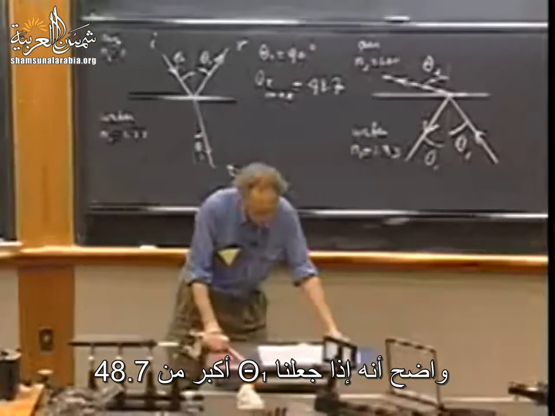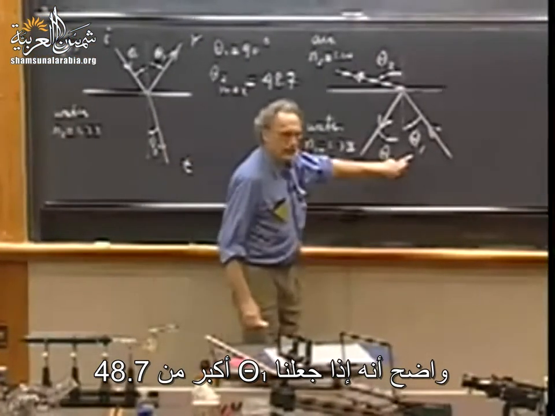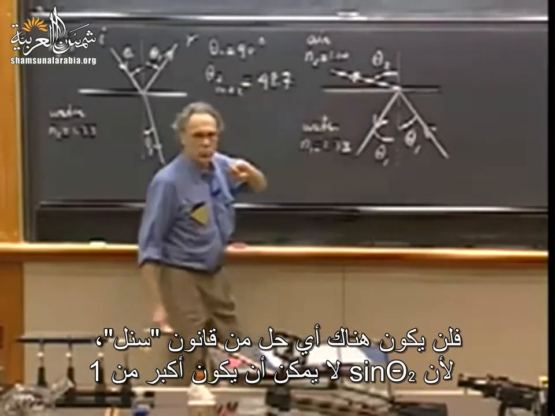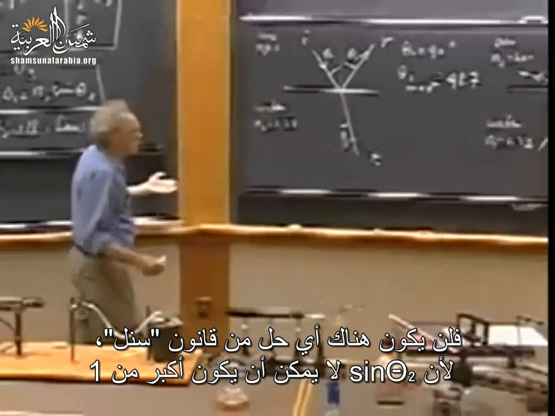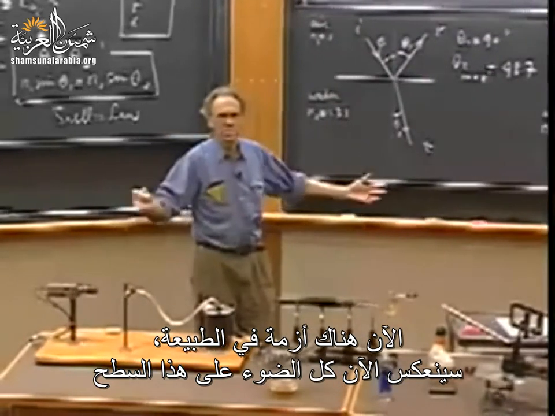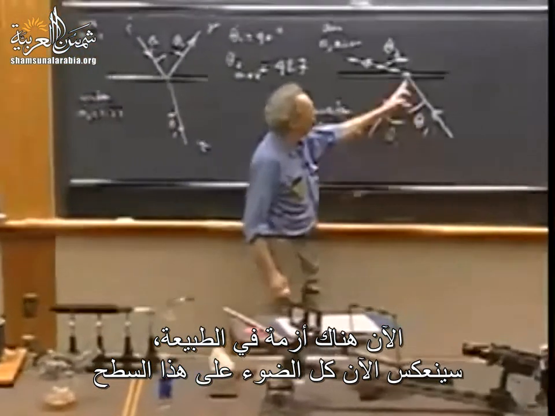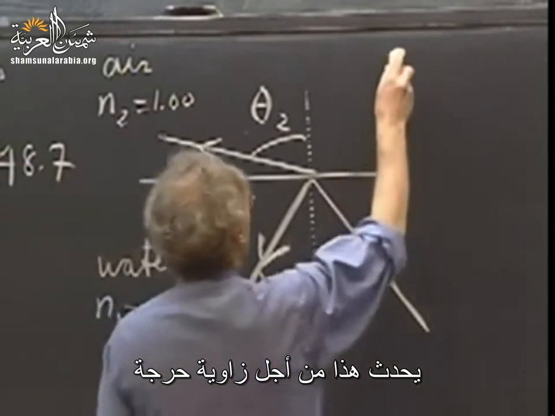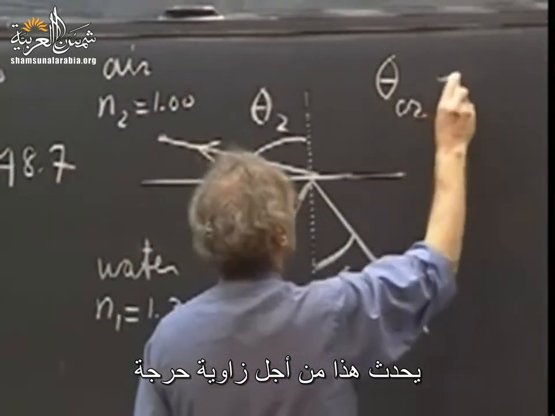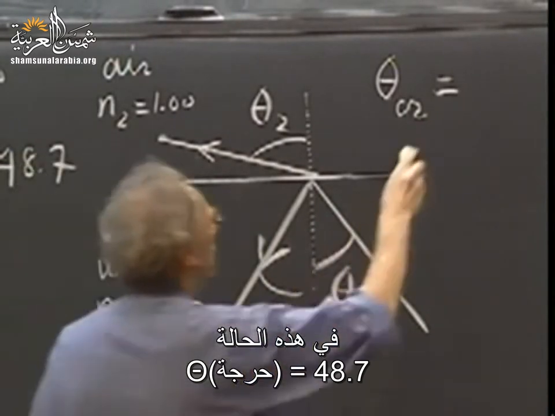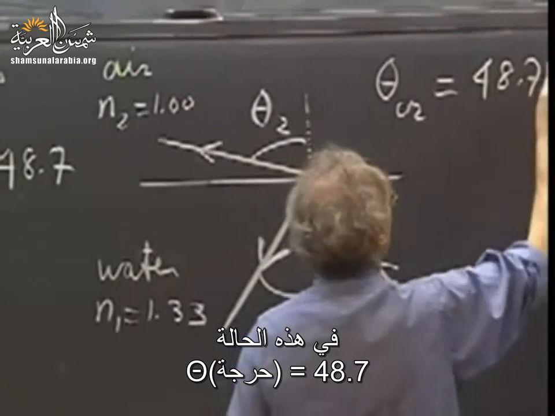And it is now immediately obvious that if you make theta 1 larger than 48.7 degrees, there is no longer any solution for Snell's law, because the sine of theta 2 cannot be larger than 1. And so now there is a crisis for nature, and what nature now does, nature reflects all the light off this surface. Nothing comes out anymore in the air, and we call that total internal reflection. And that happens at a critical angle, theta critical, which in this case is, of course, the 48.7 degrees. And so that's 48.7 degrees for this transition.